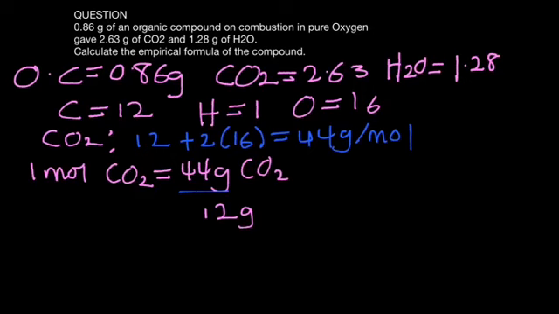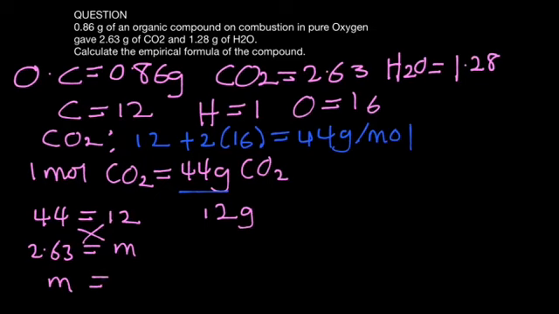Okay, so if in 44 grams we have carbon constituting 12, what about in 2.63 grams, or to be the mass of carbon. So let's go ahead and cross multiply, and if we do that, the mass of carbon will be equal to 12 times 2.63 divided by the molar mass, which is 44.